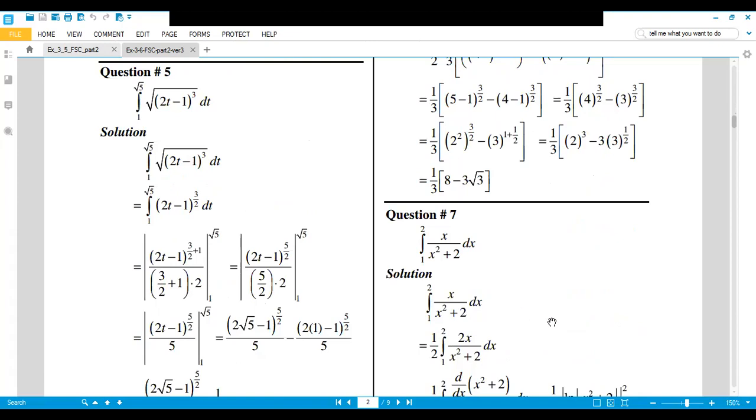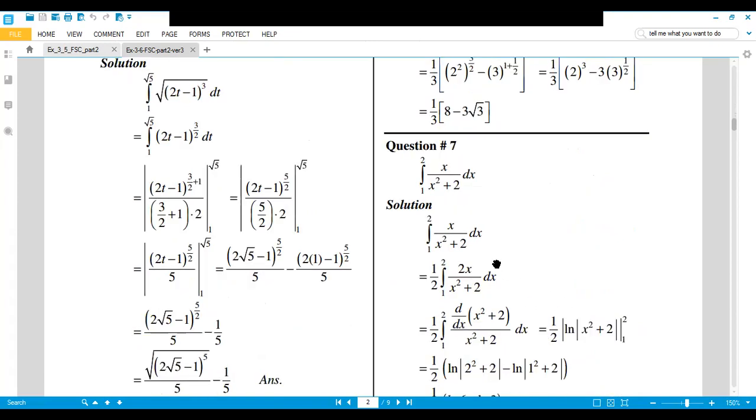Come to question number 7. Question number 7 is the integral, lower limit is 1, upper limit is 2, of x divided by x square plus 2. So what will we do? Again, if 2 is not present in the numerator, we can use directly the rule natural log of x square plus 2. So what will we do? Multiply and divide by 2, 1 over 2 and 2x. Now the derivative of the denominator is present in the numerator, so its integral will be equal to natural log of the denominator. So we use that rule, natural log of the denominator.